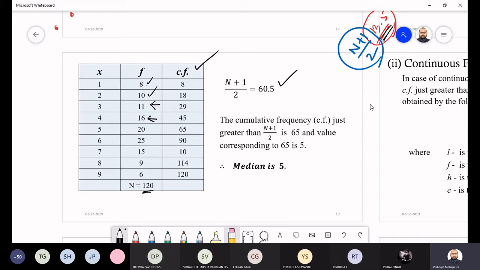So first 8 was there. 8 plus 10, that means up to here, how many is that? 18 data are there. Next 18 plus 11, 29 data are there. 29 plus 16, 45 data are there. 45 plus 20, 65 data are there. 65 plus 25, 90 data. 90 plus 15, 10 data are there.